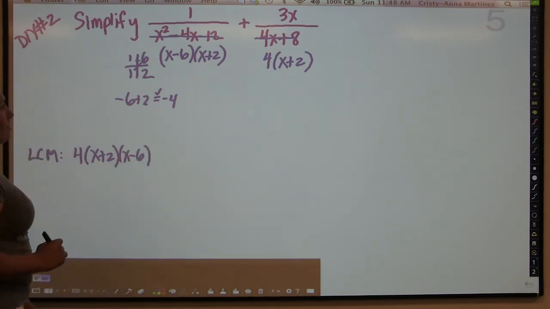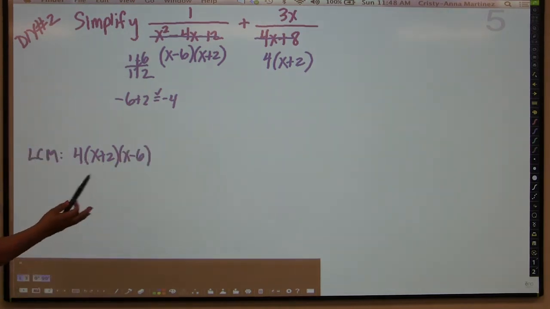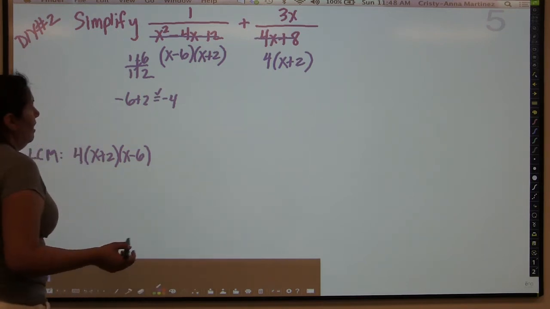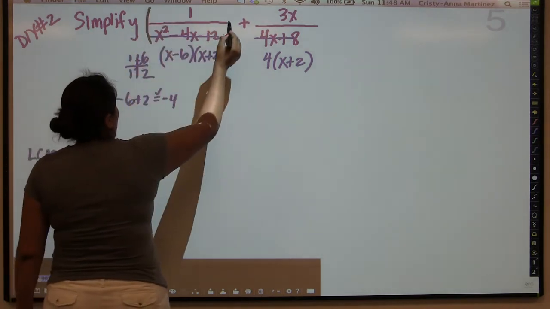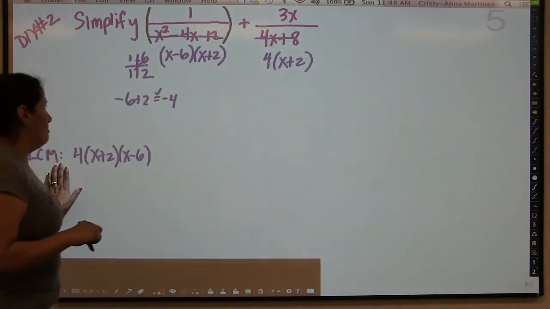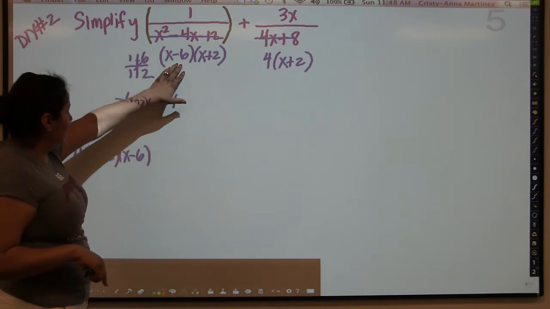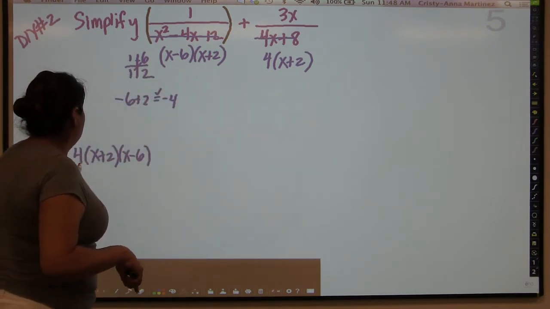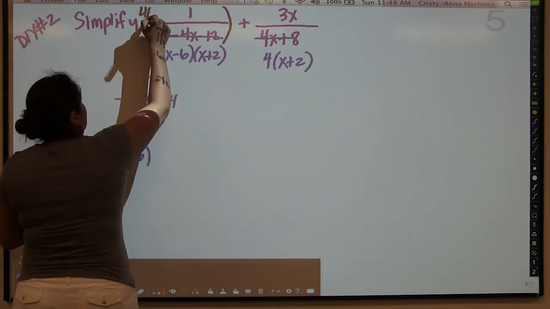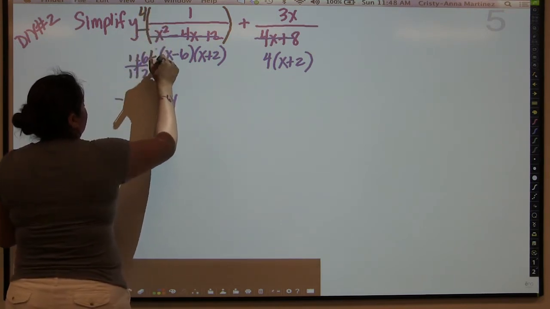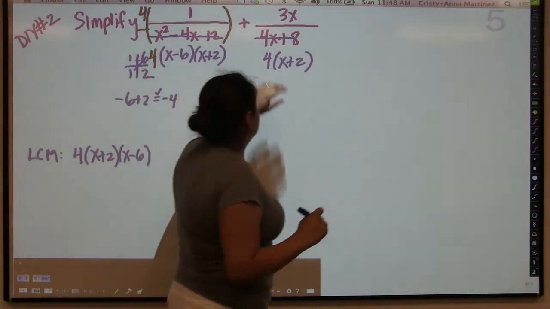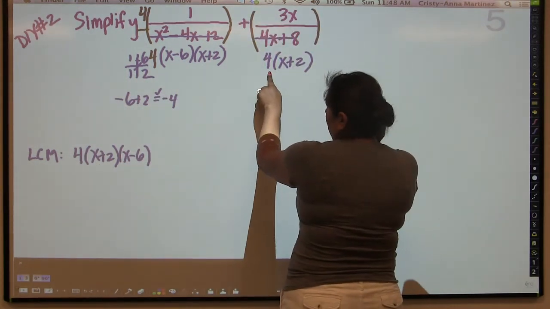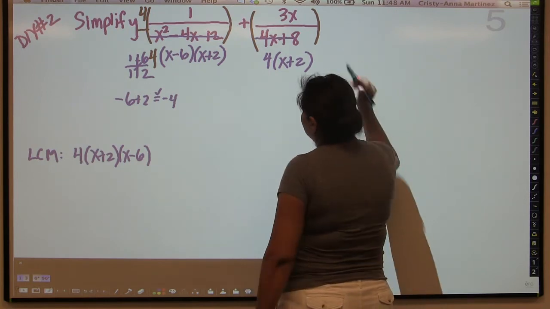Okay? So now to add them together, we actually need to multiply each fraction by what it's missing from the least common multiple. So since this first fraction already has the x plus 2 and the x minus 6, we're going to multiply it by the 4 on top and bottom. And then the second expression already has the 4, it already has the x plus 2, so it's missing the x minus 6.